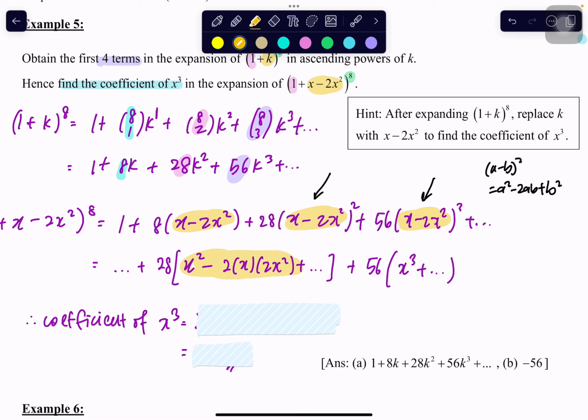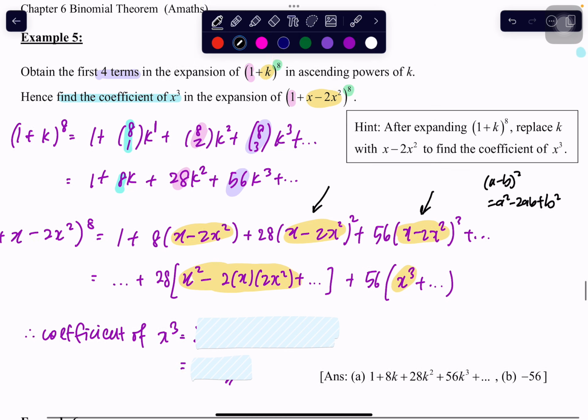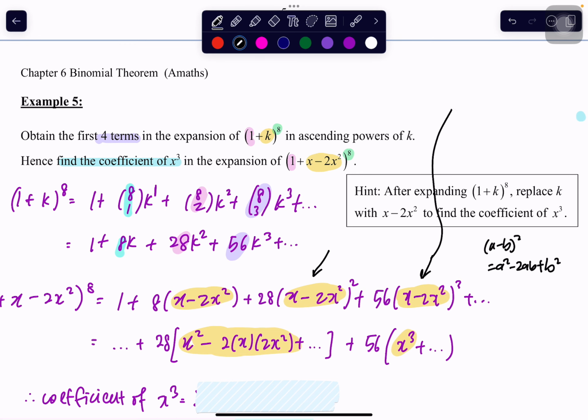Okay, and if I were to expand (x minus 2x squared) raised to the power of 3, I'm only interested in the first term, which is the x cubed term. How do I know that the first term gives me x cubed? If you want, you can write it out like that: x minus 2x squared multiplied by itself 3 times.